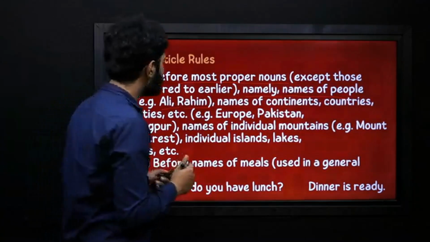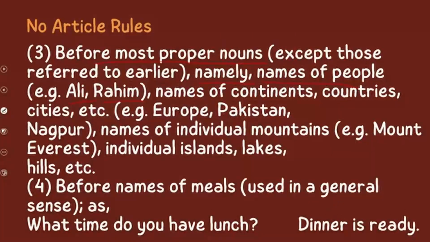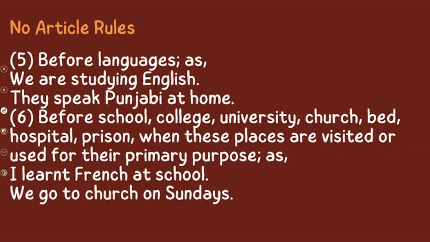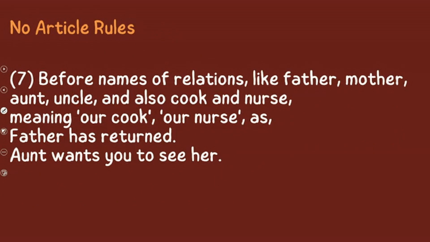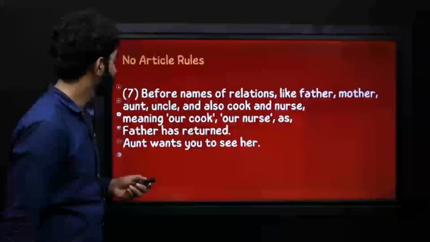So now next we have, like, before names of meals, such as what time do you have lunch, not the lunch or a lunch. Next we have rule number 5, which is using no articles before languages, such as we are studying English, so no article is used. They speak Punjabi at home. Number 6 is before school, college, university or any other institutes, we do not use it. Next we have before names of relations like father, mother and other relations.